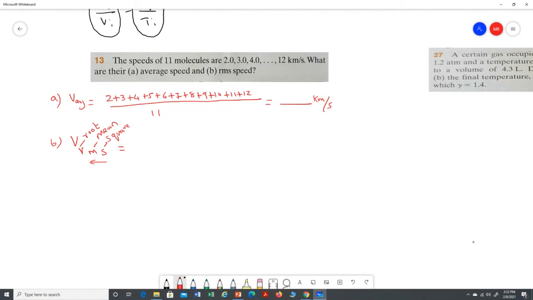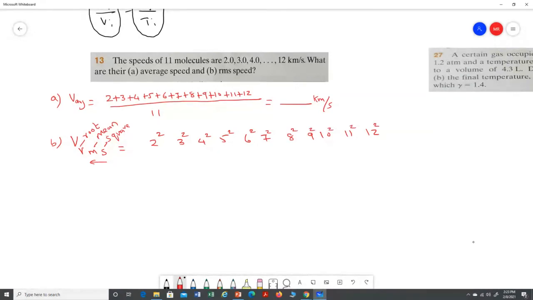So first of all, I am going to write the numbers. How many numbers do you have? 11 numbers: 1, 2, 3, 4, 5, 6, 7, 8, 9, 10, 11, 12. Am I right? And then what I am going to do? I am going to square. So squaring all the numbers.